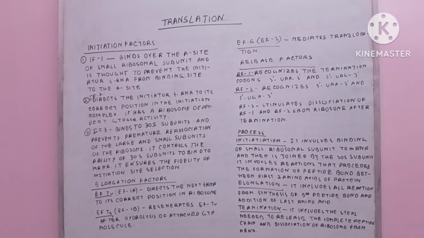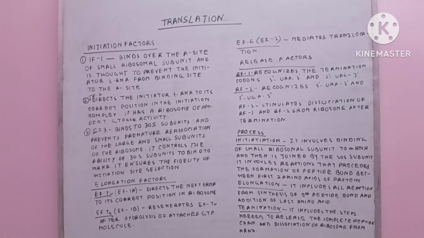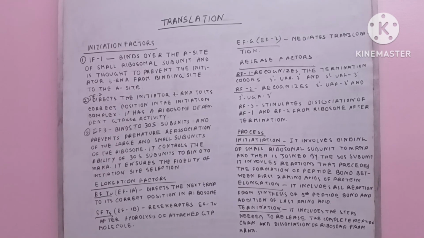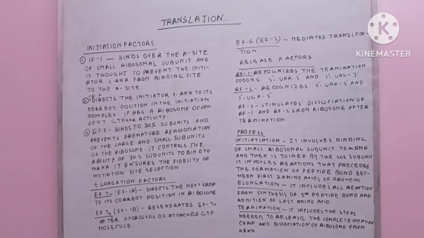EF-Tu directs the next tRNA to its correct position in the ribosome. The correct position is very important: it directs the next tRNA, after the first tRNA, to its correct position in the ribosome. EF-Ts regenerates EF-Tu after hydrolysis of the attached GTP molecule. That means when the GTP molecule is hydrolyzed, EF-Ts regenerates EF-Tu again. And EF-G mediates the translocation. So these are the functions of the elongation factors.